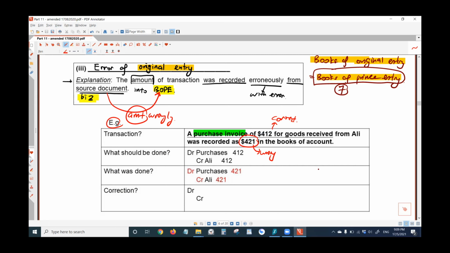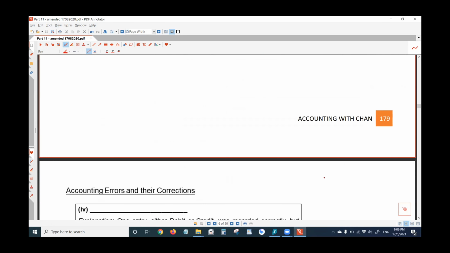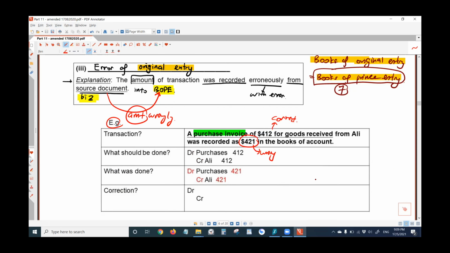Remember, error of original entry means from the document, you record wrongly into the book of prime entry. Of course, you must understand. Does that mean it's completely wrong, like all the details are wrong? Only the amount is wrong. For example, a purchase invoice means you have bought goods on credit, and this is supposed to be recorded into the purchases journal. When you record into the purchases journal, you use the wrong amount. So the amount is wrong.